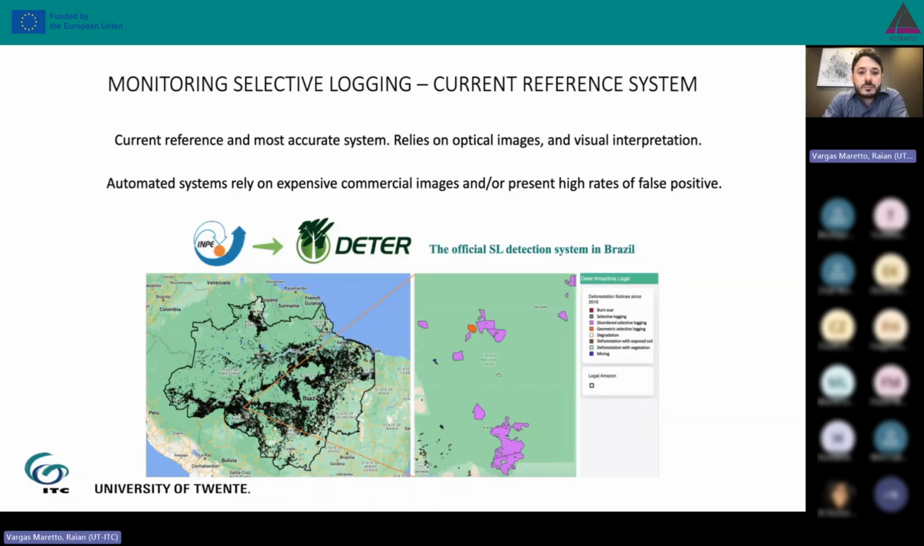And besides that, there is the fact that the whole Amazon is quite often fully covered by clouds, making it harder to monitor with optical images. Therefore, in this project we are investigating mapping selective logging mostly with SAR images, but we are also making tests with optical images. We are trying to rely mostly on SAR images to make algorithms that are able to monitor the Amazon when there is a big cloud coverage.